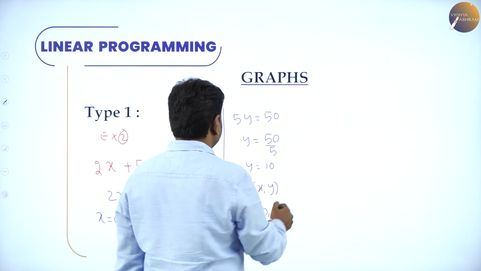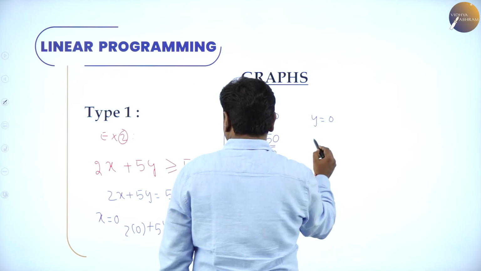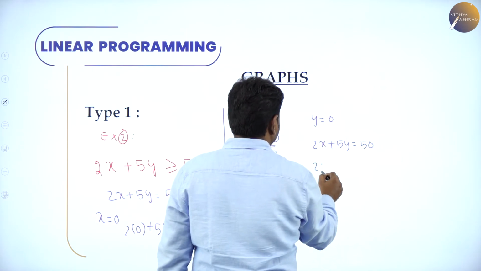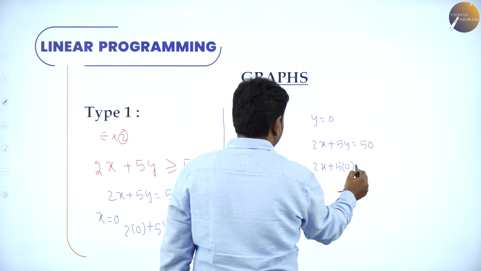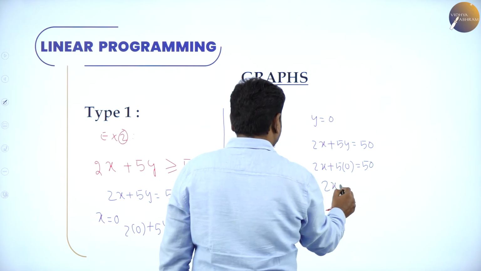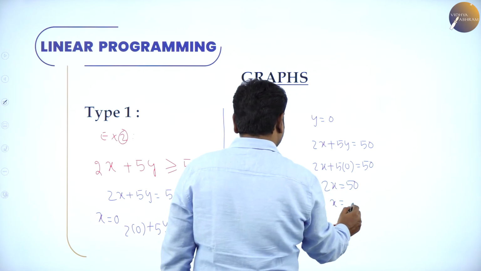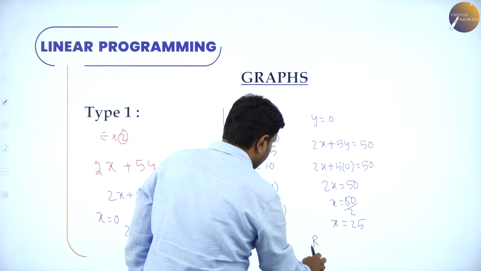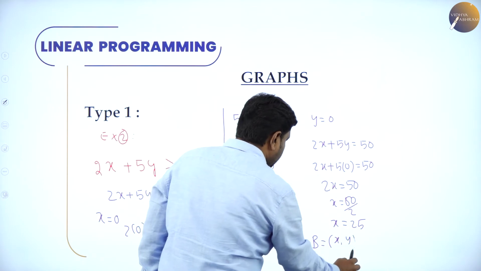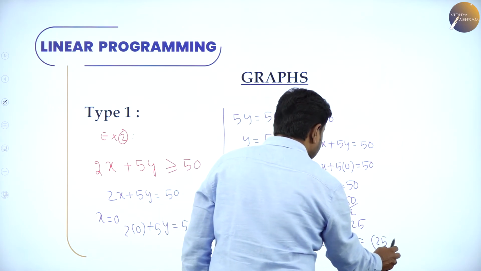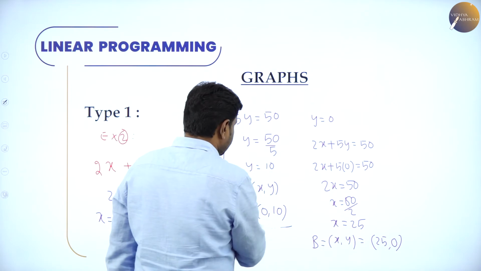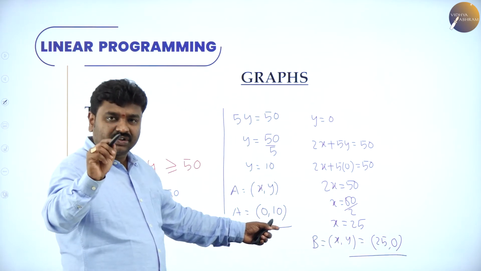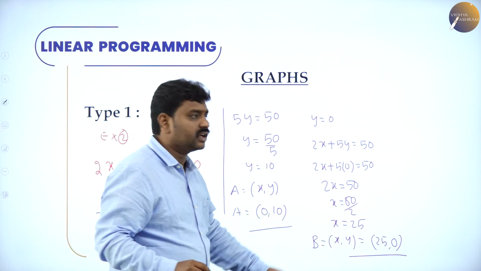Similarly, put y as 0. If you put y is equal to 0, 2x plus 5y is equal to 50. 2x plus 5 into 0 is equal to 50. So 2x is equal to 50. X will become 50 by 2. X is what? 25. Now you will get point B. Point B is what? X comma y. Any point is x comma y. X is 25, y is 0. So now you got 2 points. If you want to draw any line, we need 2 minimum points. We got it. One is 0, 10. If x is 0, it's a point on the y axis. If y is 0, it's a point on the x axis.